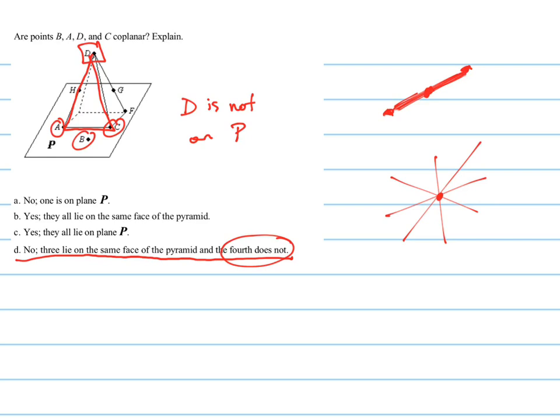So you can't choose A, because A says 1 is on plane P, but that's not true. 3 are on plane P, not just 1. So D would be your correct answer.